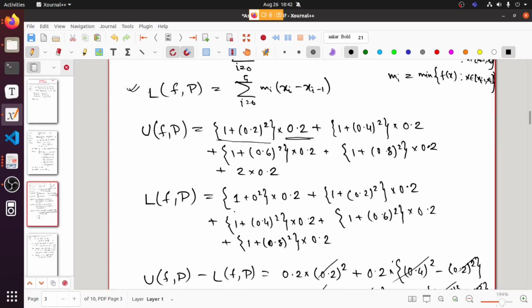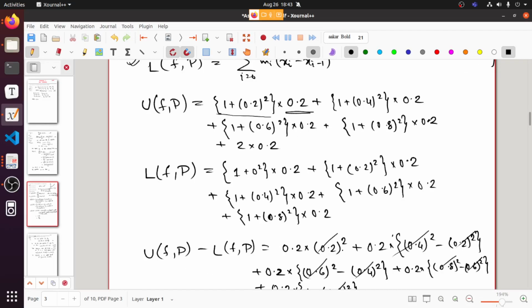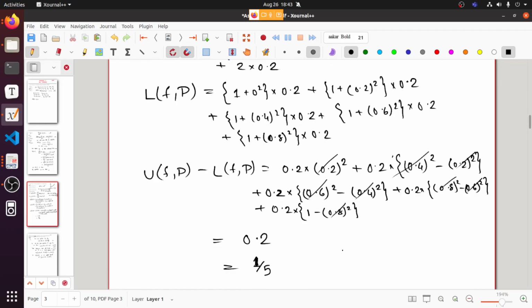Here again, instead of the maximum we write the minimum. For 0 to 0.2 the minimum is 0, so 1 plus 0 whole square, into the length of the subinterval 0.2. For the next one it will be 1 plus 0.2 whole square into 0.2, and so on: 1 plus 0.4 whole square into 0.2 plus 1 plus 0.6 whole square into 0.2 plus 1 plus 0.8 whole square into 0.2. Okay. So now just subtract UFP minus LFP.